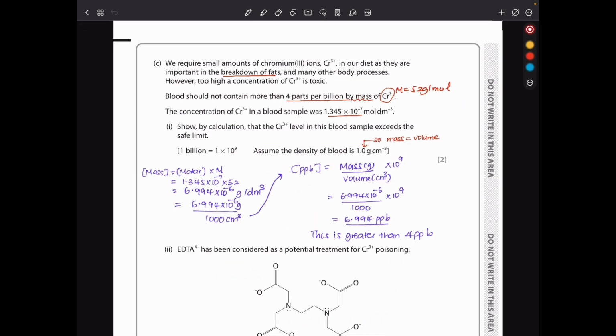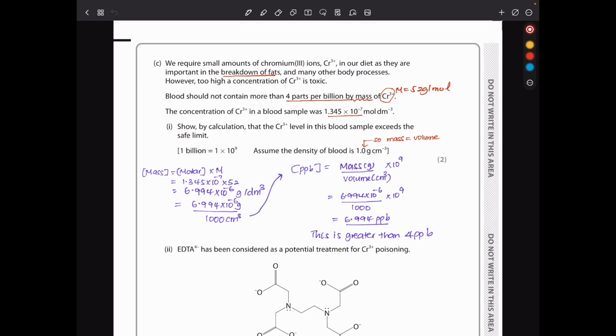In part C, we require small amounts of chromium 3 in our diet as they are important in the breakdown of fats and many other body processes. However, too high a concentration of chromium 3 is toxic. Blood should not contain more than 4 parts per billion by mass of chromium 3.